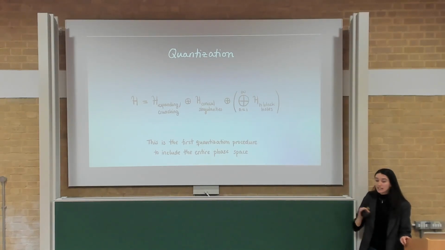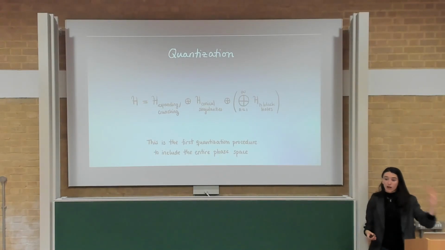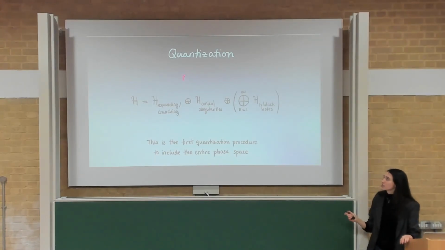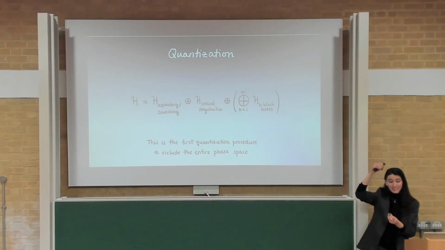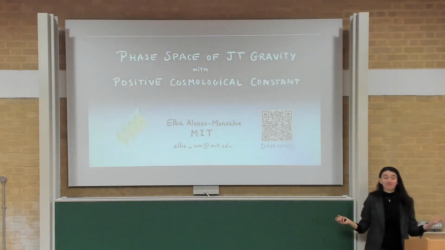completing this quantization. The Hilbert space of physical states naturally splits into superselection sectors, one for the expanding and crunching solutions, so these superpositions of geometries where the dilaton was expanding or crunching, a sector for superpositions of geometries that had conical singularities in the future and the past, these cones that we looked at, and then one sector for each n labeling the number of black holes. So that will be one of the main results of my upcoming paper. And with that, we are done.